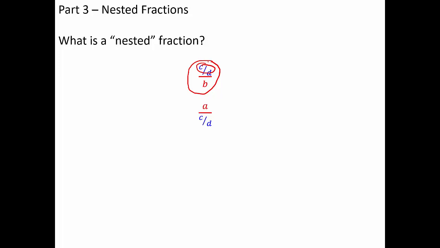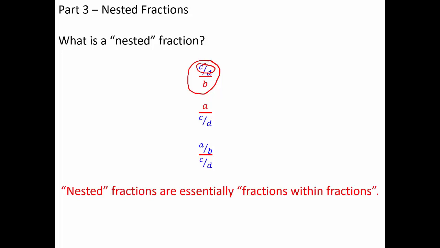Just as easily, I could nest the fraction into the denominator of the original fraction, or I could nest two separate fractions inside of a single fraction. So I have a over b nested in the numerator, I have c over d nested in the denominator. Regardless of where I put the interior fraction, I have a nested fraction, a fraction within a fraction. So nested fractions are essentially fractions within fractions.